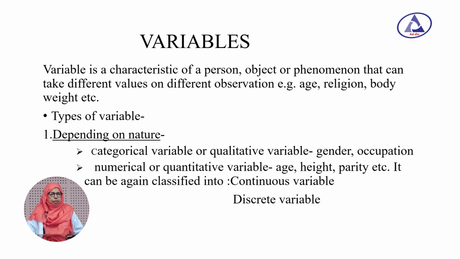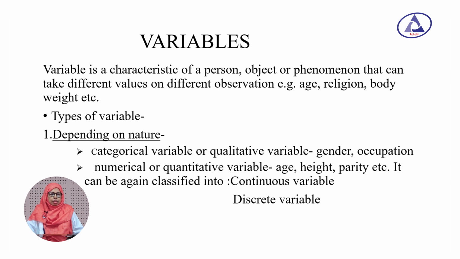Types of variables: we can classify variables depending on their nature or depending on their role. Depending on nature, we can classify them as qualitative variables and quantitative variables. Qualitative variables are expressed as categories. They have no numerical expression, like gender, or occupation like business, service, student. This cannot be expressed as a numerical figure.